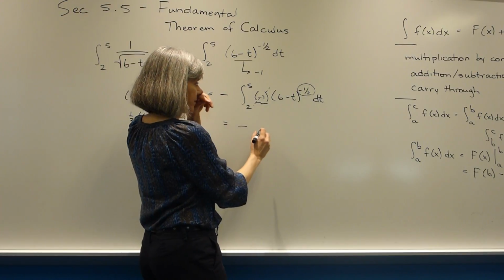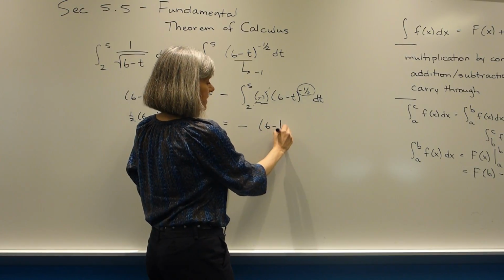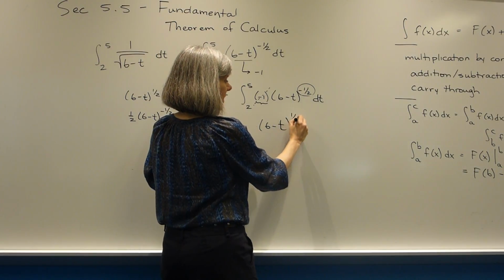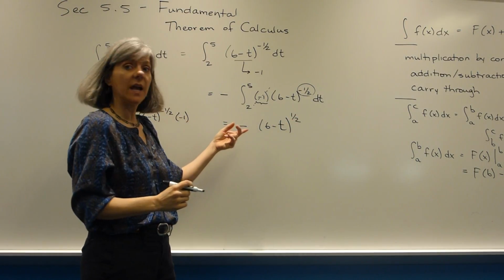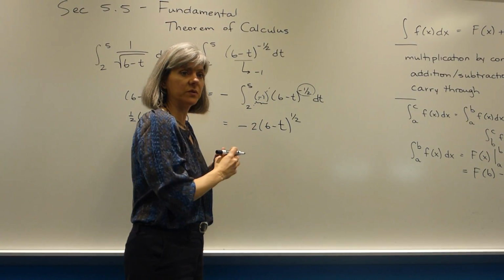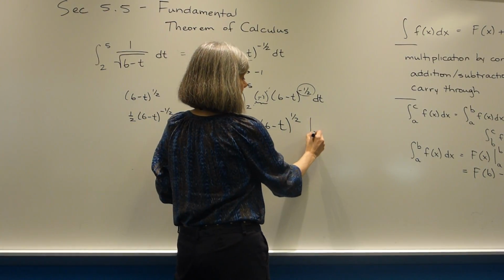Multiplication carries through. 6 minus t, -1/2 plus 1 is 1/2. Divide by half or multiply by the reciprocal, that would be easiest. So I'm going to multiply by the reciprocal, so that's 2. 2 to 5.